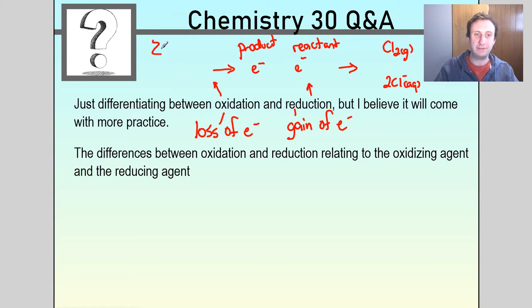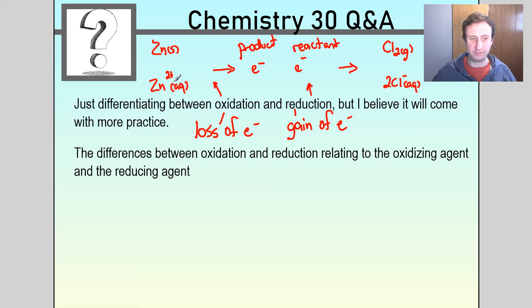If I had Zn solid turning into Zn2 positive aqueous, this became more positive. It started out with a charge of 0. Now it has a charge of 2 positive. So it became more positive. That's where I say poo, as in positive oxidation, PO. If it's becoming more positive, it's being oxidized.